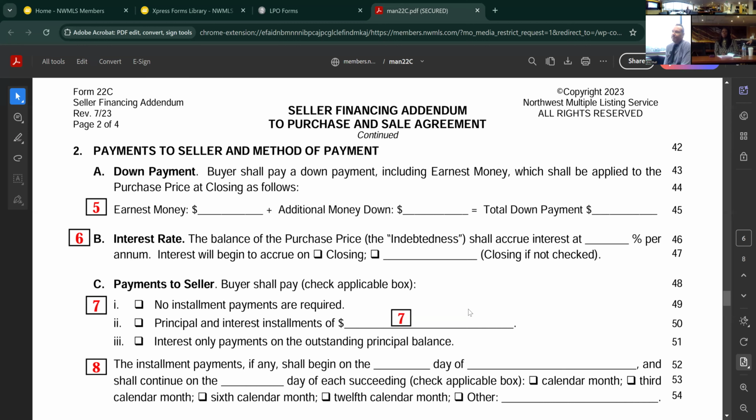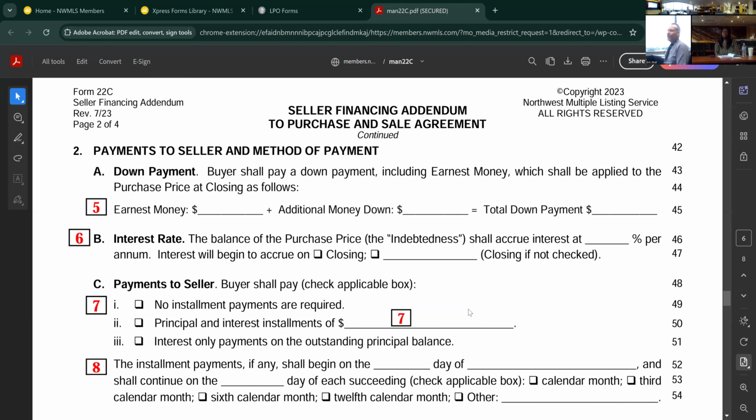Next is the interest rate. Balance of the purchase price, the indebtedness shall accrue interest at a % per annum. Interest will begin to accrue on either A, closing, or next checkbox, a date. Closing if neither one's checked. You're probably going to mark closing, and there's certain situations where it might be different.